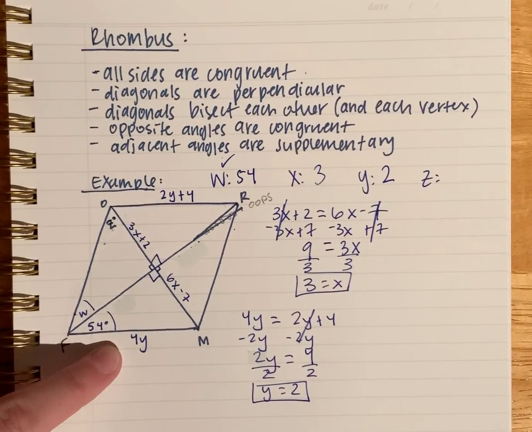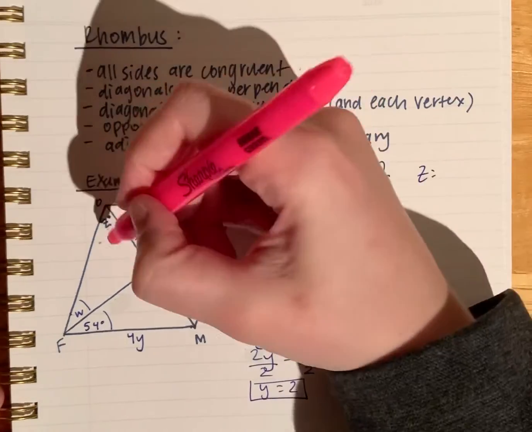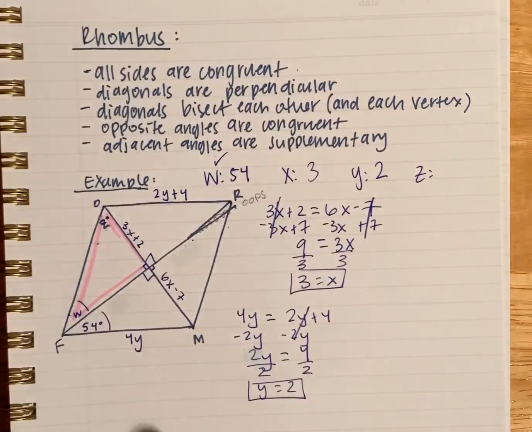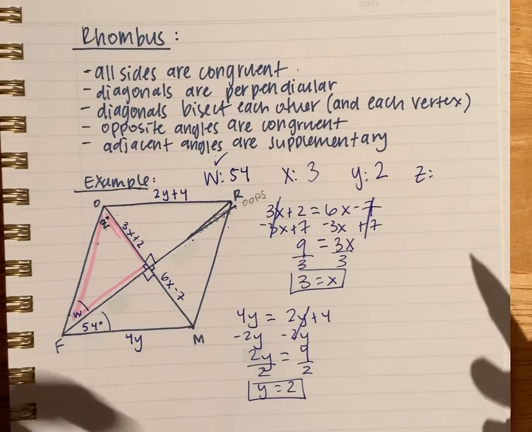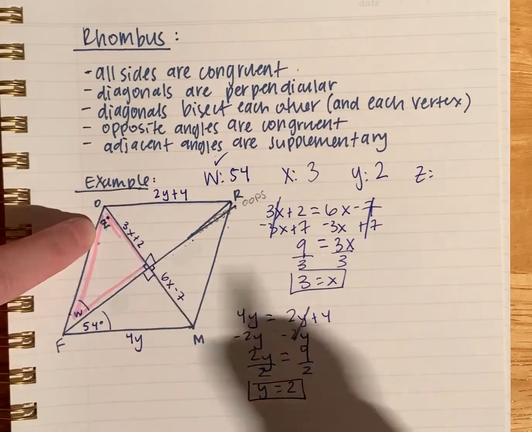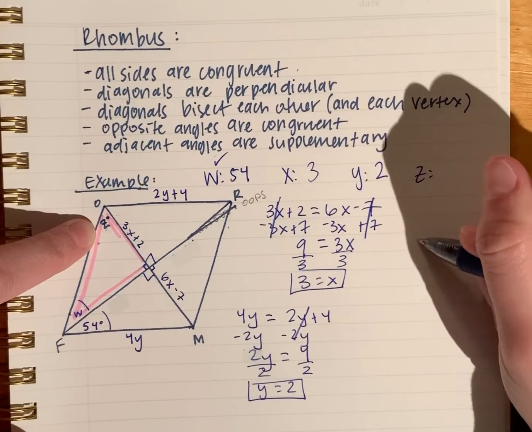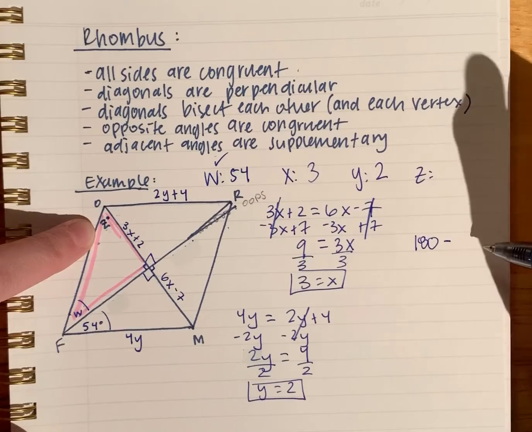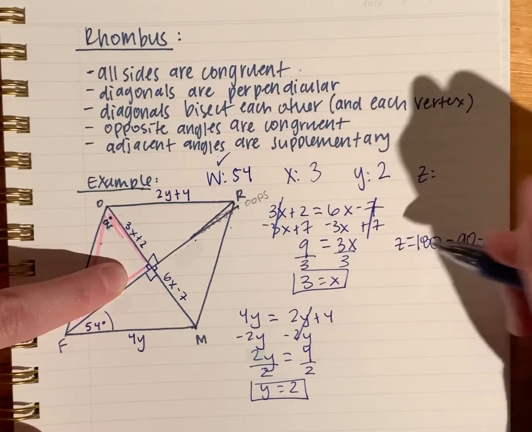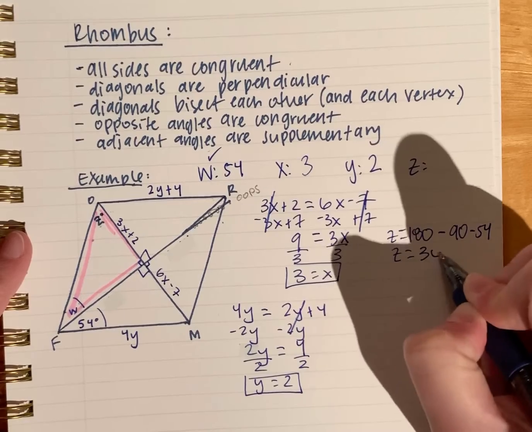And then lastly, we have z, which is looking at this angle right up here. We know that this is creating a triangle, and we should remember, hopefully we do, that a triangle adds up to 180 degrees. So if we know that this angle is 90, this one's 54, we can subtract that from 180 to get z. So we're going to do this vertically. We know that 180 minus 90 minus 54 is equal to z. I said vertically, but it's horizontal. That's okay. Z is equal to 36.